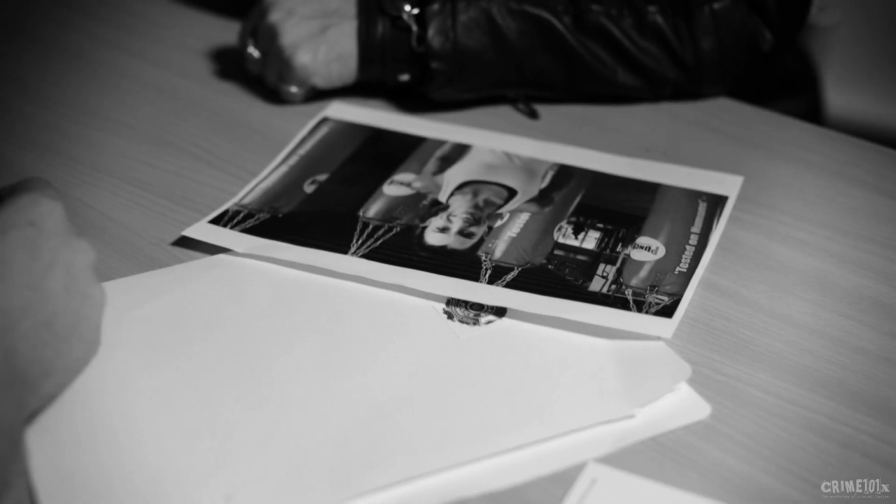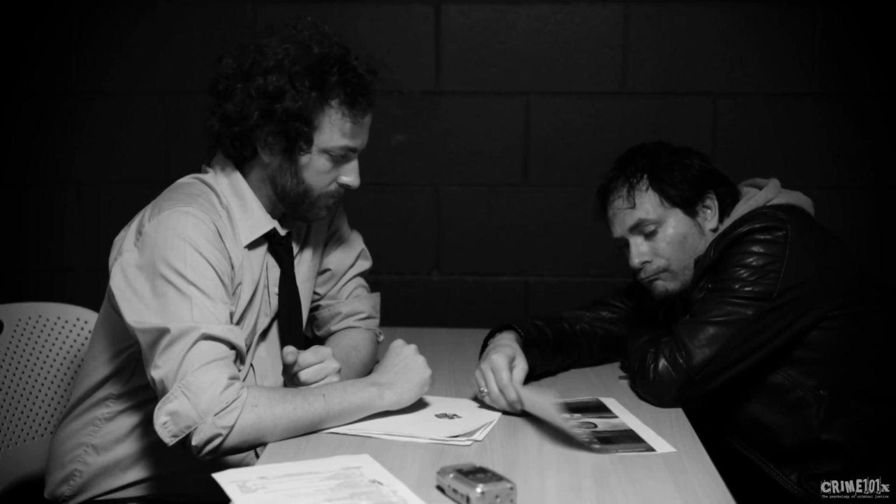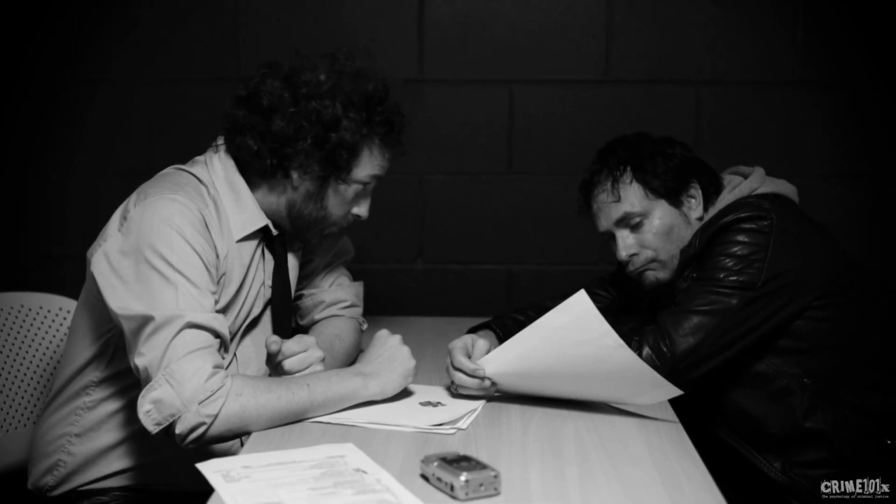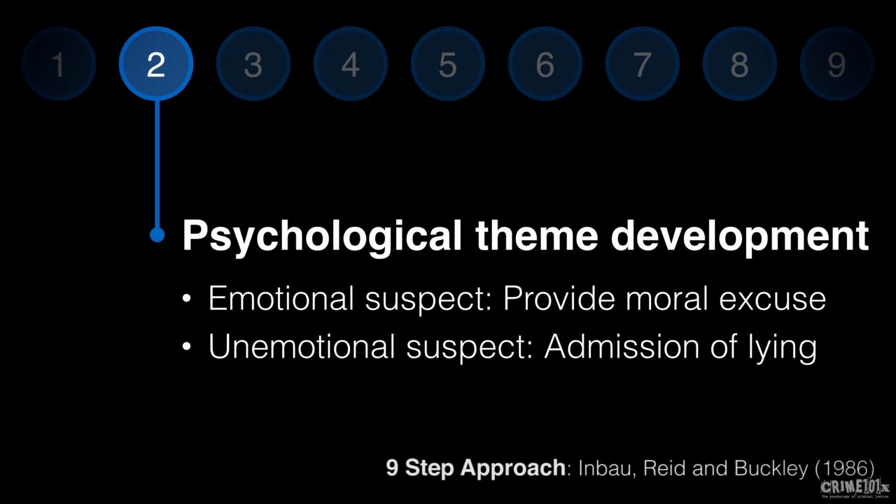The accusation of guilt might be repeated, and if there is no denial, then the suspect is actually considered to be deceptive. Now, the second of the 9 steps is psychological theme development, and how this proceeds depends on the emotionality of the suspect at this stage. For an emotional suspect, the interrogator would use minimization. That is, they would provide a moral or face-saving excuse for the crime.